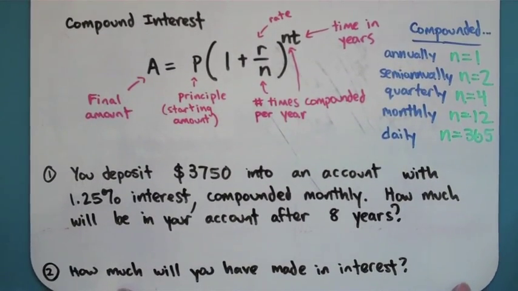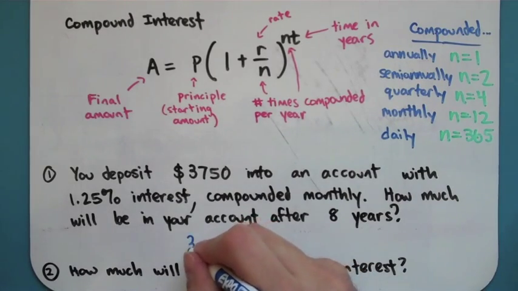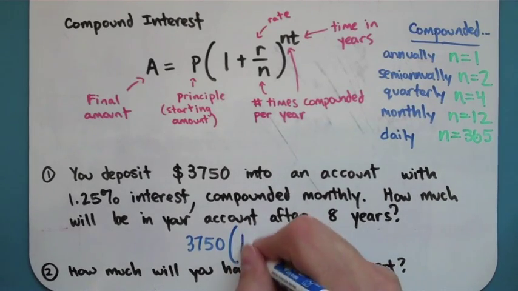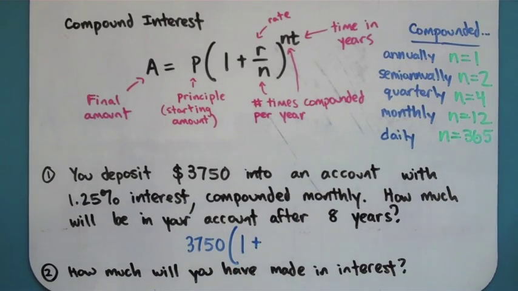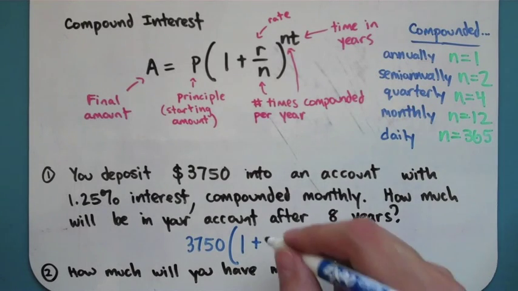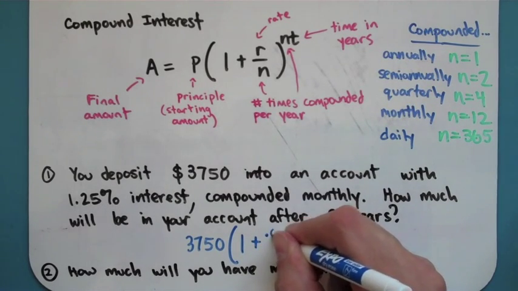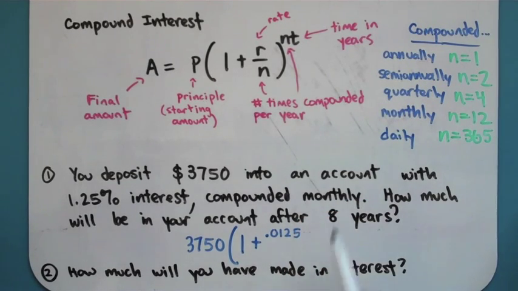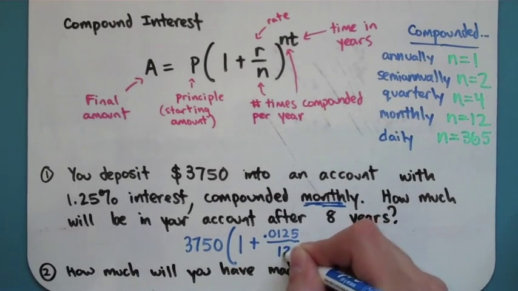So we are going to be depositing $3,750 into an account. That is our starting amount here, just like in the other formula, that goes outside the parentheses. It's always 1 plus for this, because it's assumed when you're dealing with money here, you're actually making money. And we're just going up by 1.25% interest. That's every year. As a decimal, that would be 0.0125. And our problem is compounded monthly. That is 12 times a year. So I'm going to divide by 12 here.